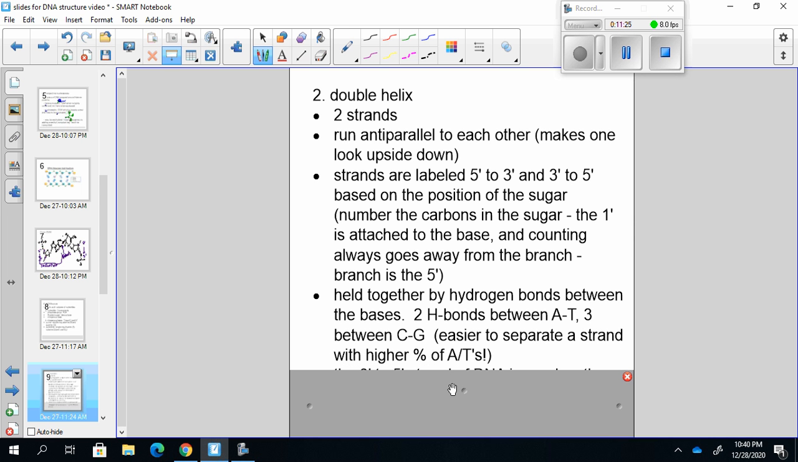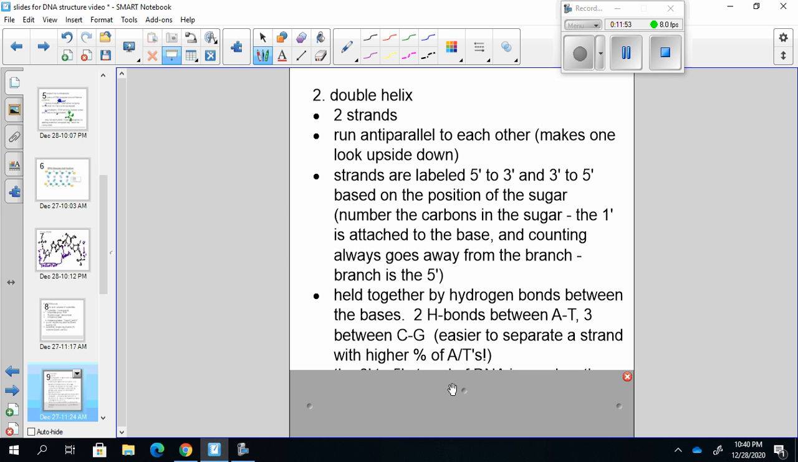The 2 sides of the DNA, the 2 strands, are held together by hydrogen bonds. The hydrogen bonds are between the bases. There's 2 hydrogen bonds between A and T, and 3 between C and G. I think an easy way to remember that is C is the 3rd letter of the alphabet, and C forms 3 hydrogen bonds. I've seen this question very often asking about separating strands.